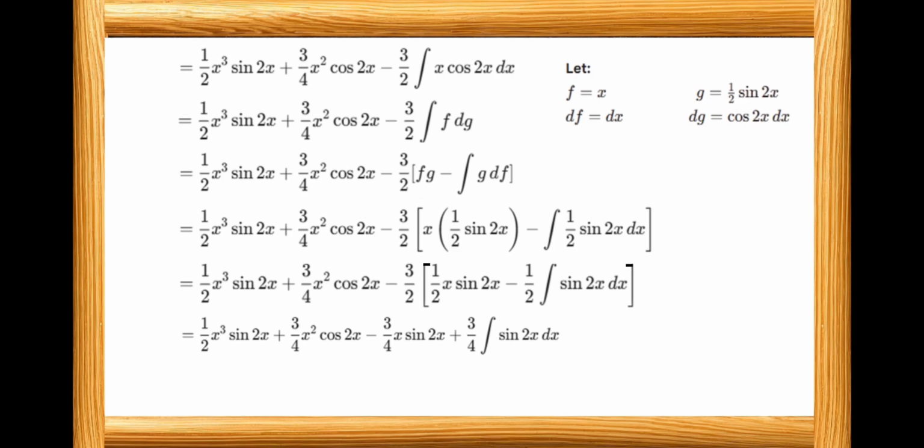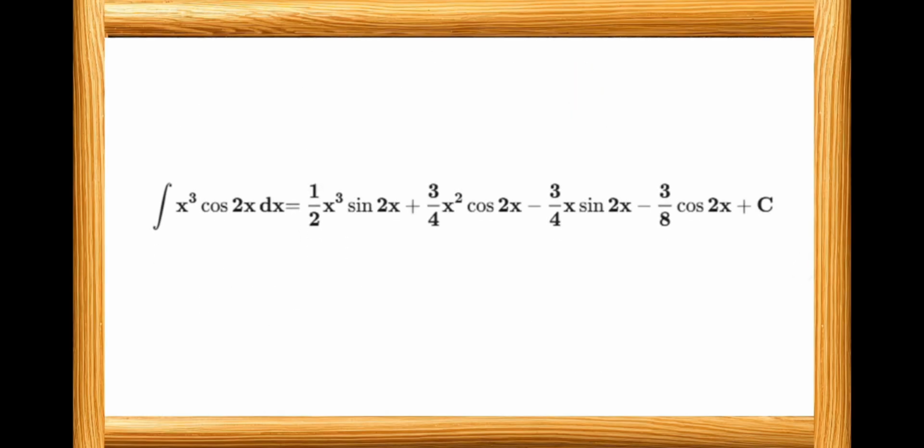In step 17, the integral of sine 2x is negative 1/2 cosine 2x. We substitute this result into the position of the integral sign. So we have 1/2 x cubed sine 2x plus 3/4 x squared cosine 2x minus 3/4 x sine 2x plus 3/4 times the quantity negative 1/2 cosine 2x plus c.